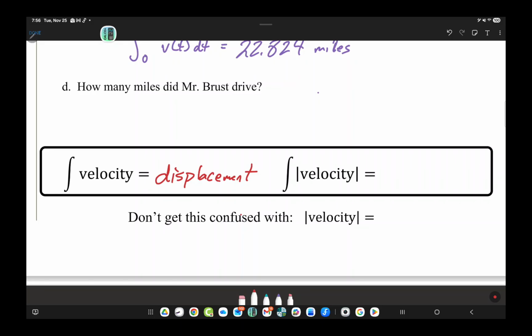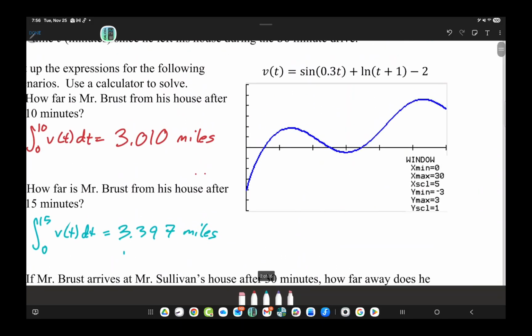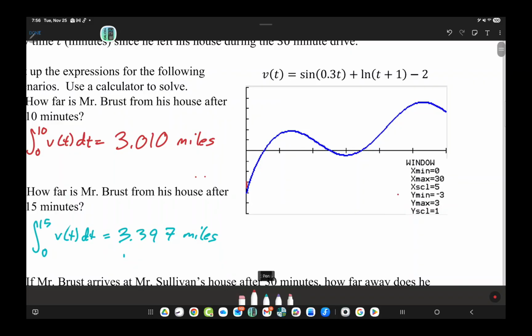Okay. Now, if you look at the graph, the way he was driving, he was going kind of the wrong direction for a bit. Okay, assuming he can't go straight to his house. And even right here, he kind of goes the wrong way for a bit. Okay. And everything above is hopefully going correctly towards Mr. Sullivan's house.